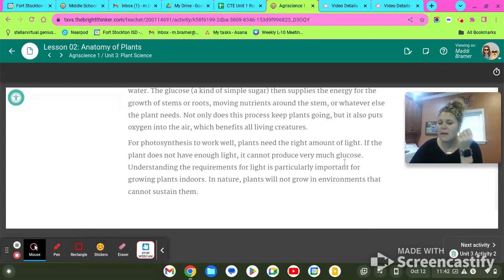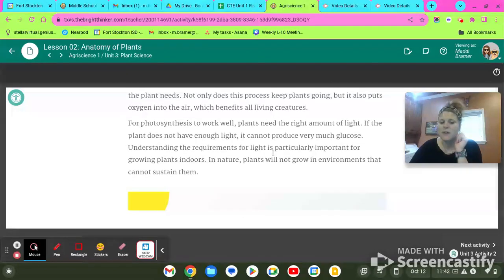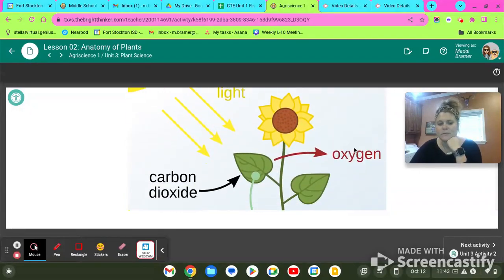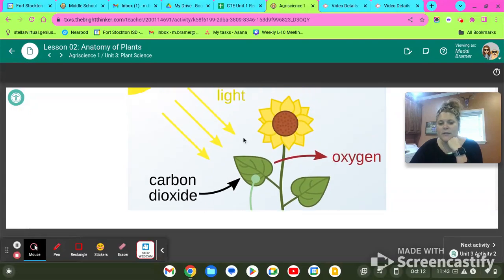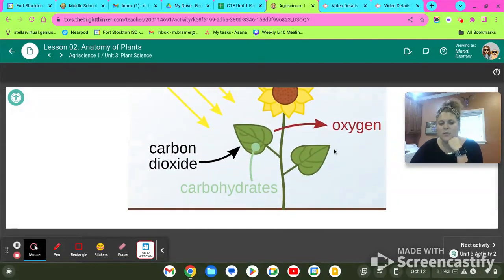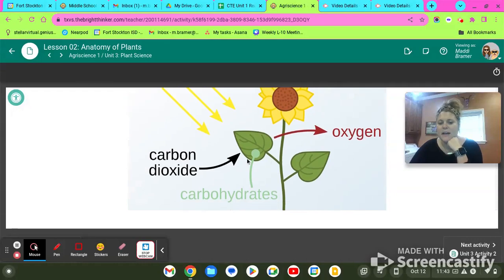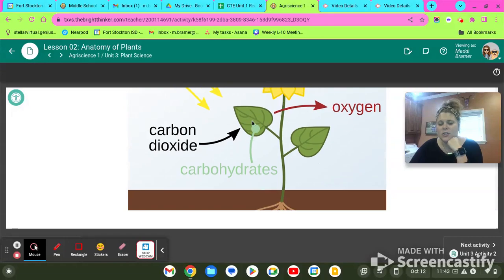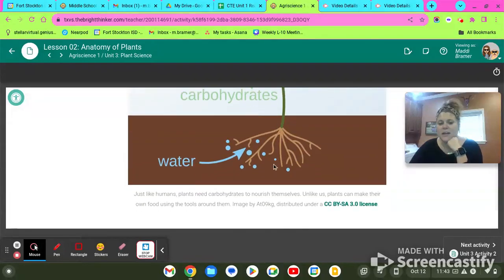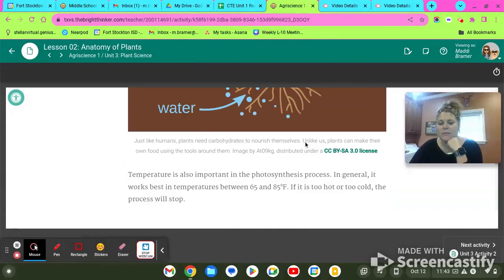Plants need the right amount of light for photosynthesis to work. Not all plants are the same. That's why some plants can grow indoors well and some cannot. So there we've got a picture of how the plant is grown, how it converts with photosynthesis. It takes the light and carbon dioxide and oxygen, and it's going to change it into sugar, carbohydrates, and it's going to go down and feed that flower.